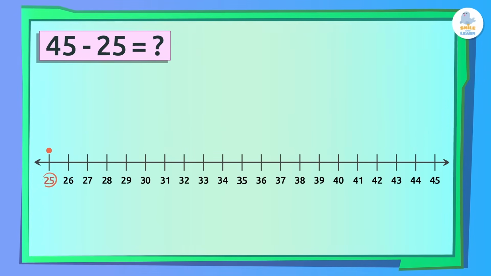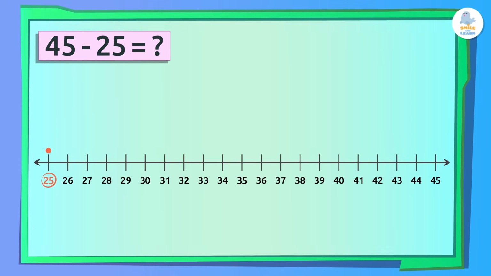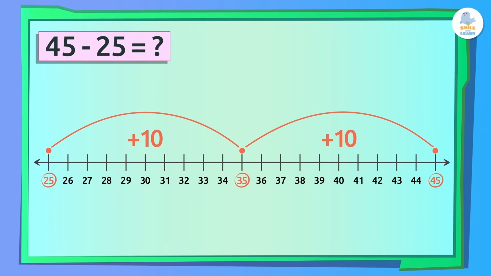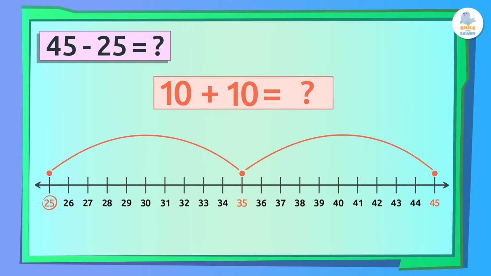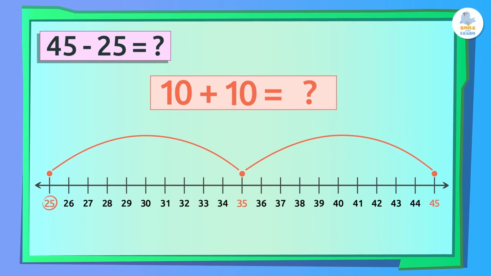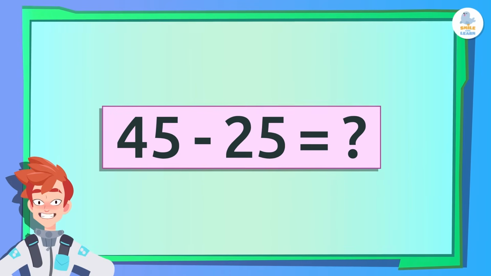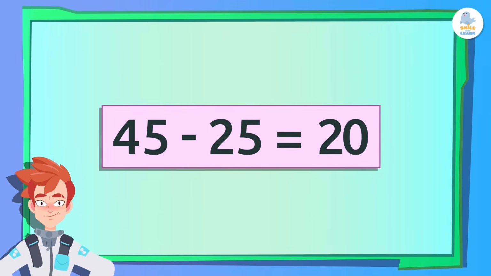We start at 25. Now, we're going to jump forward until we get to 45. Each jump represents a unit. We start at 25 and jump 10 to get to 35. Another jump of 10 takes us to 45. As we jump, we're solving our subtraction problem, because the number of lines between 45 and 25 is the answer. Here we have jumped 20, which means that 45 minus 25 equals 20.